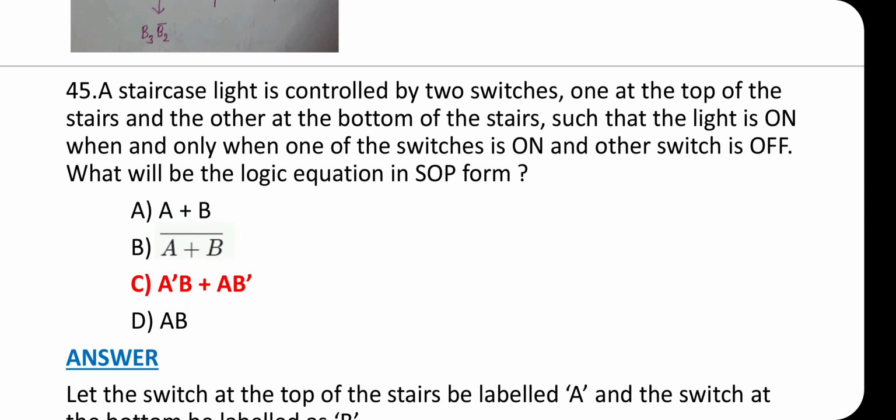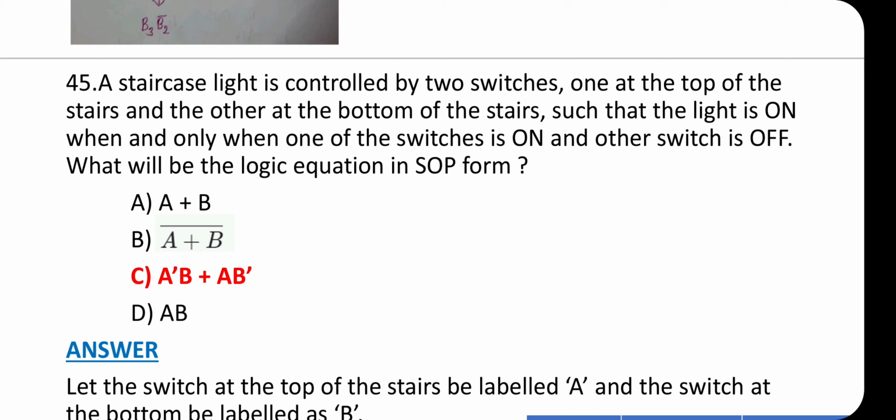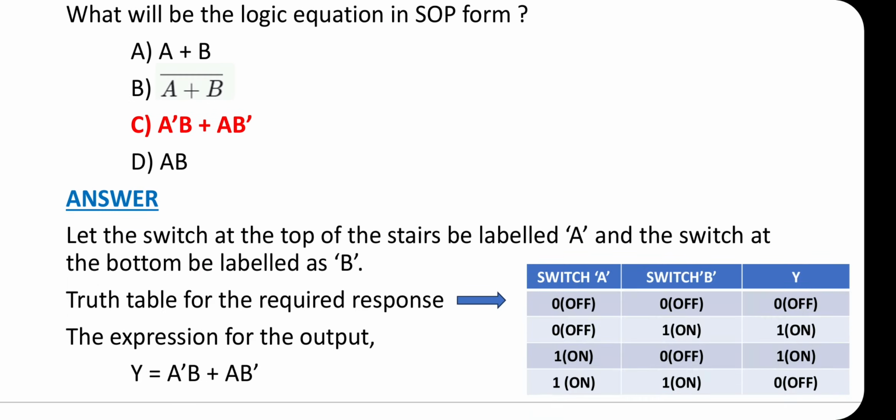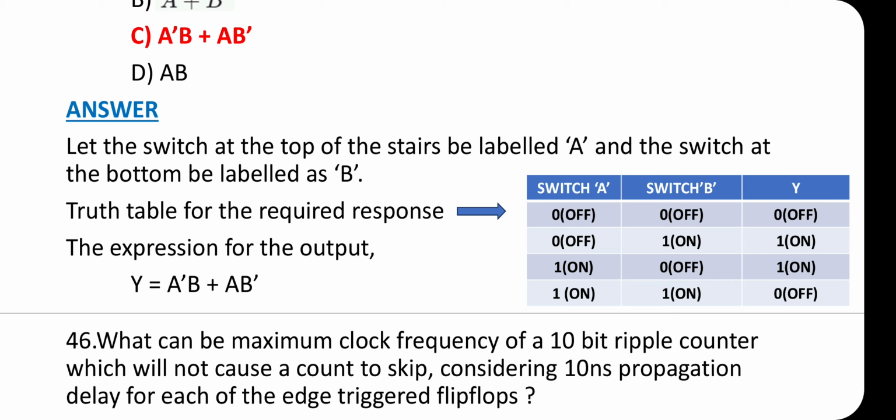A staircase light is controlled by two switches, one at the top of the stairs and the other at the bottom of the stairs, such that the light is on when and only when one of the switches is on and the other switch is off. What will be the logic equation in SOP form? Answer is option C, A bar B plus A B bar. Let the switch at the top of the stairs be labeled as A and the switch at the bottom be labeled as B. Truth table for the required response is switch A, switch B, Y.